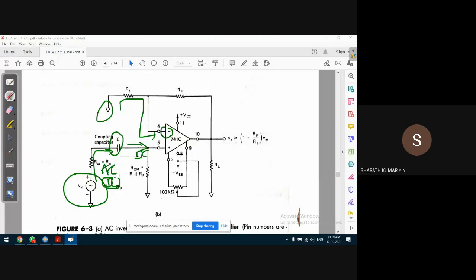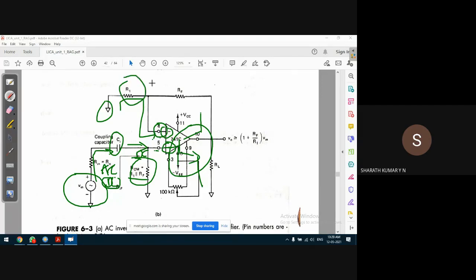If there is no DC current to the base of the transistor, which represents the non-inverting input, then that particular transistor cannot be biased. Hence, to bias this transistor, we have to provide a path for the DC current to flow. For that, this additional resistance represented as ROM is used, whose value should be the equivalent resistance at the inverting input terminal. What is the equivalent resistance at the inverting input terminal?